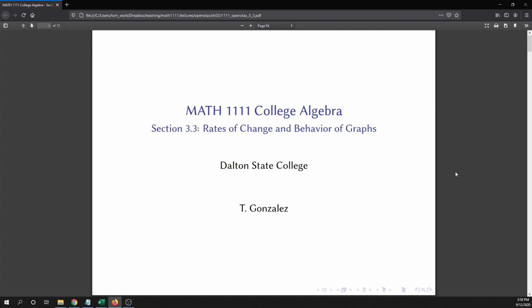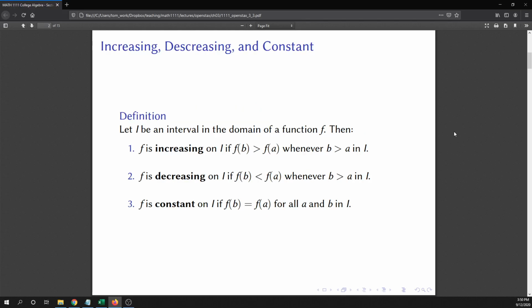All right, in this video, we are going to talk about rates of change and behavior of graphs. Actually, mostly behavior of graphs. We'll probably split out the rates of change into a separate video. Okay, so the first thing that we are going to talk about are increasing, decreasing, and constant.